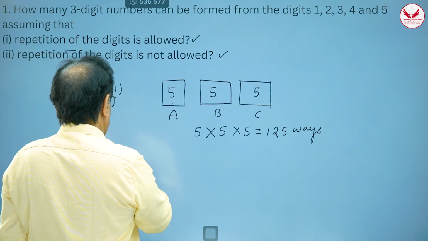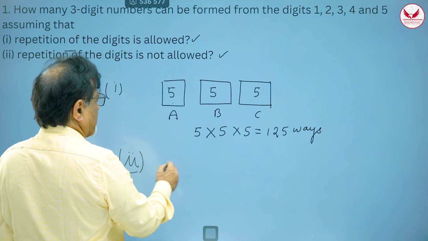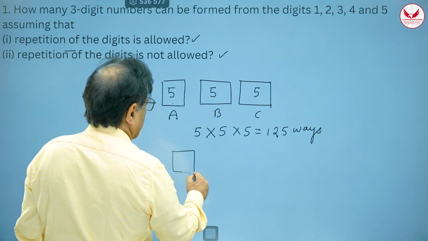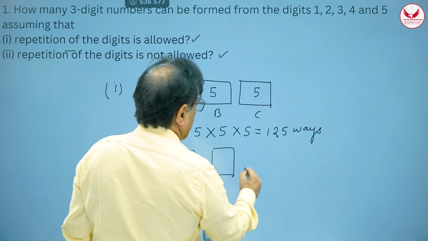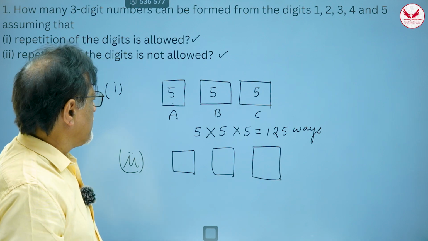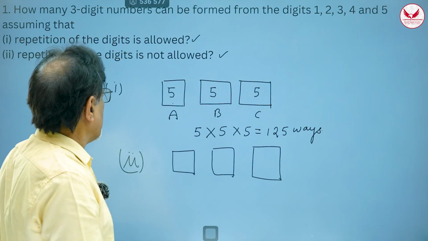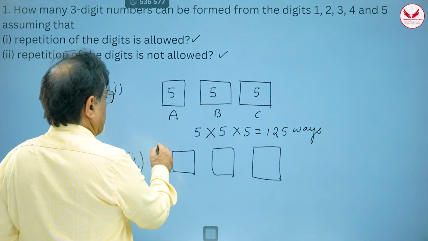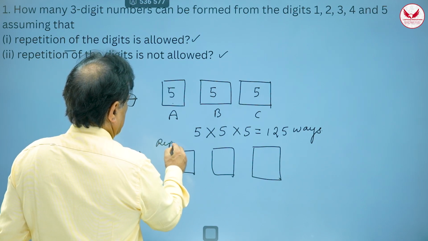Now, second question is what? Second question is slightly different, but the job remains same. There are three jobs to be performed, that means filling up these three boxes. Now, here repetition is not allowed.